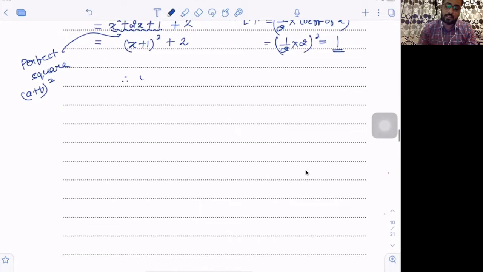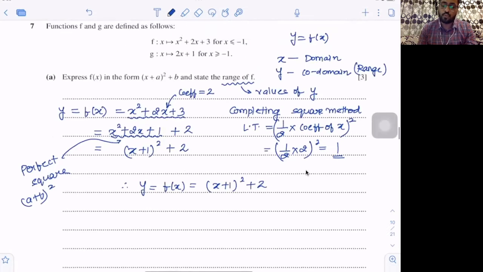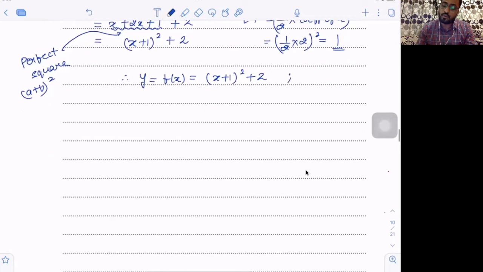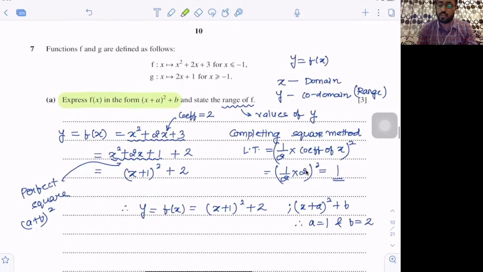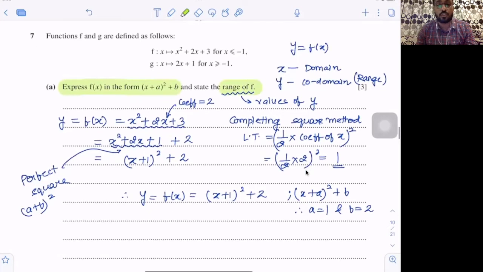So therefore I can say y, or f of x, has become (x plus 1) the whole square plus 2. So if you compare this with (x plus a) the whole square plus b, you can easily tell that the value of a is 1 and the value of b is 2. So the first part of the question is answered. Expressing in the form of (x plus a) the whole square plus b is done. Now you want to find the range of f. Students, let's see how this can be achieved.